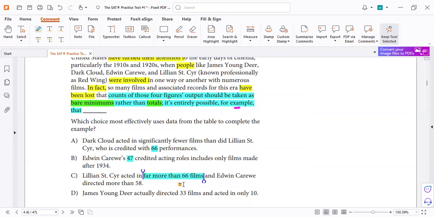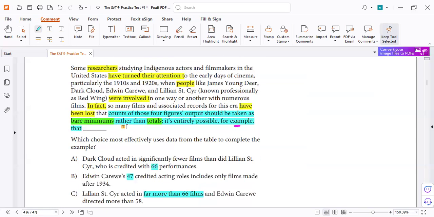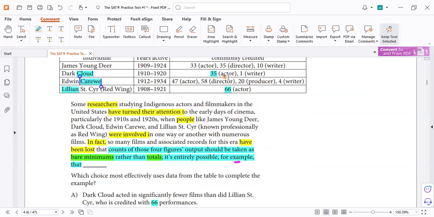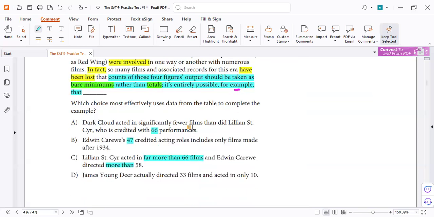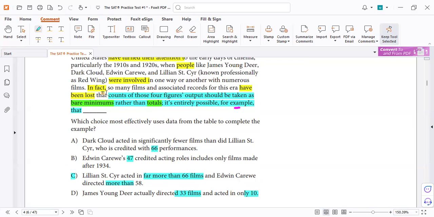Far more than. But wait, Lillian, all right, and Edwin directed more than. Wait, yes. So C could be because we have more than, at least. And of course, here he did mention the language of expectations, of more than. So letter C directly supports the claim. So focus on completion, focus on the last sentence. Be careful about every word. So letter C, okay.